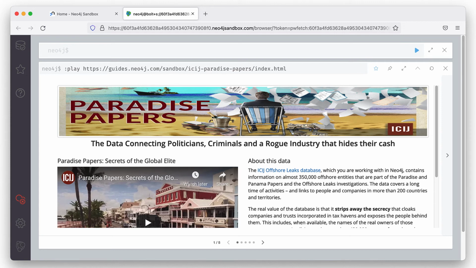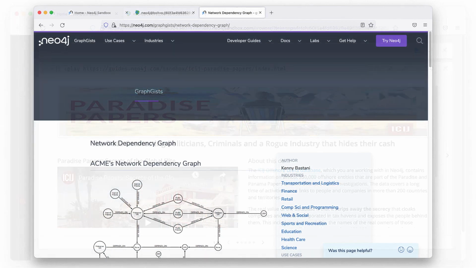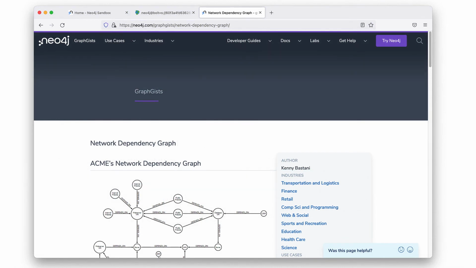Next, let's look at the network and IT operations use case. Many enterprises use Neo4j to help them understand how information flows through a system and how components of a network are related. This is useful for planning, analysis of costs, and also to troubleshoot problems when a problem arises.